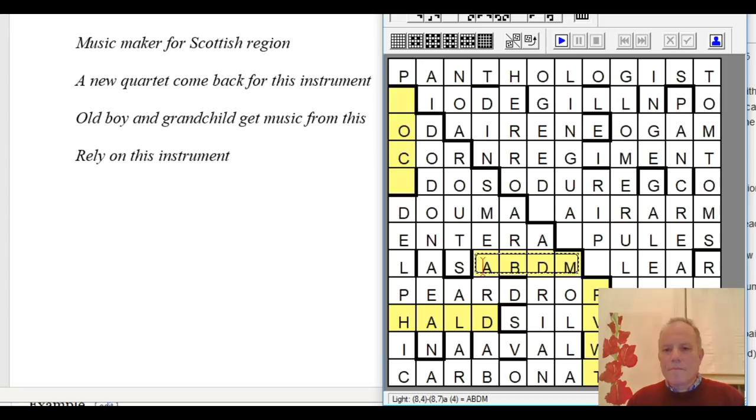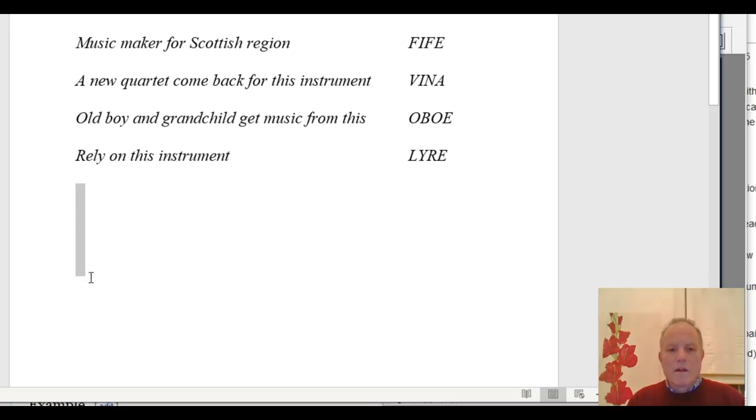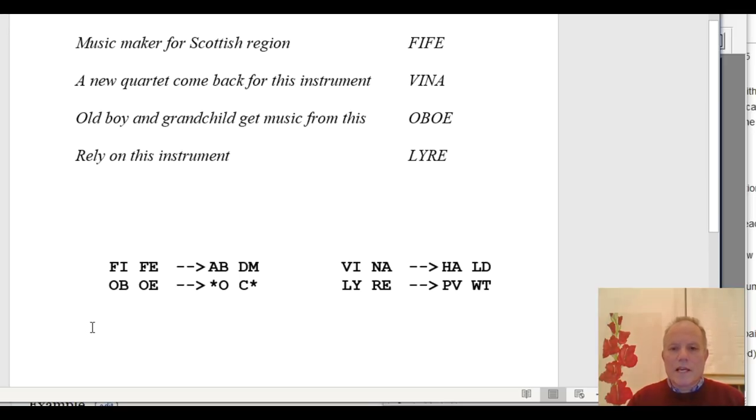And the grid had those here. So fife becomes A-B-D-M. Vina becomes H-A-L-D. Oboe becomes something O-C something, and we don't know what those letters are. So that's going to be a bit of an obstacle in the code. And lyre becomes P-V-W-T. So first of all, let's just write those here. So F-I-F-E becomes A-B-D-M. O-B-O-E becomes something O-C something, V-I-N-A becomes H-A-L-D, and L-Y-R-E becomes P-V-W-T.